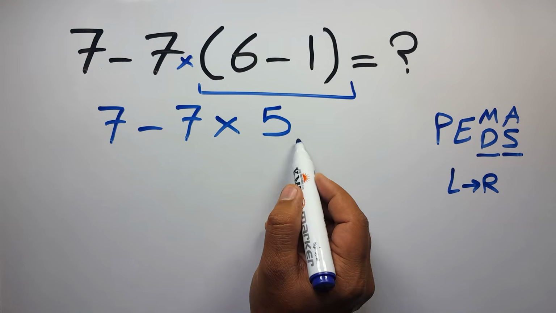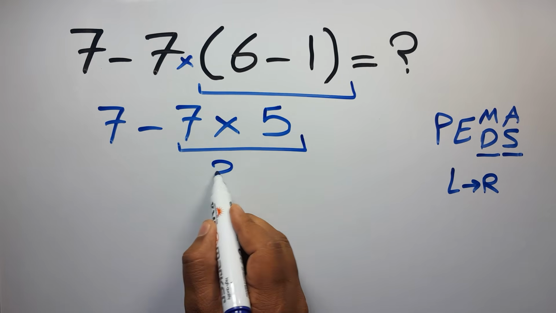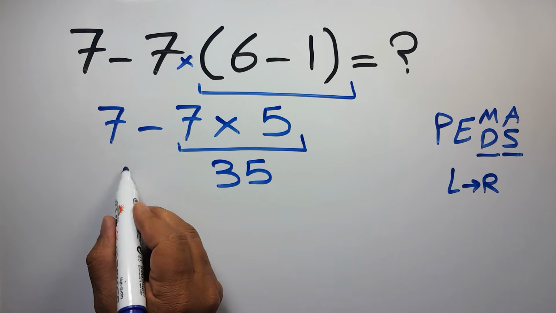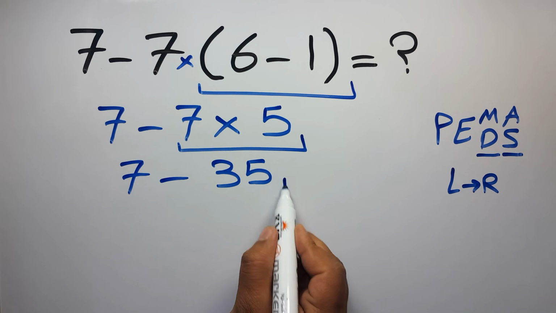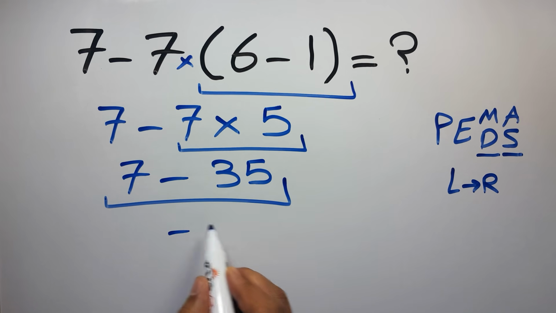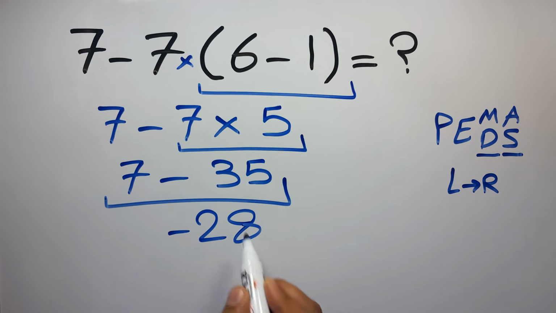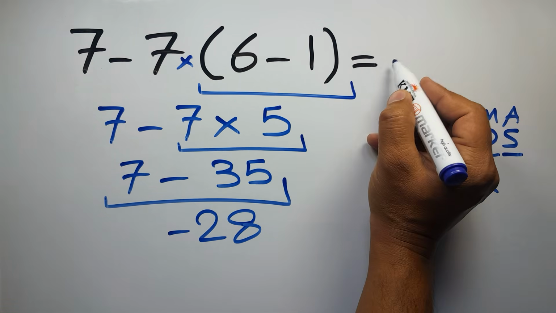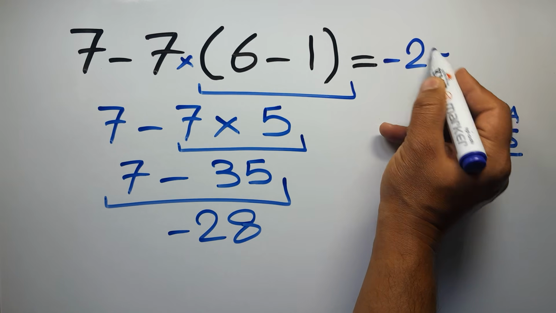7 times 5 gives us 35. So we have 7 minus 35, which equals negative 28. And this is our final answer to this problem. The correct answer is negative 28.